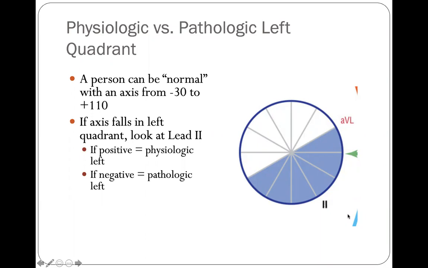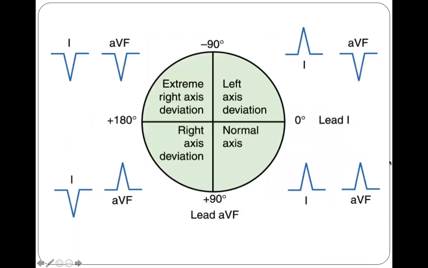All right, so a quick recap here. When we look at our quadrants, we can break it into the 4 quadrants just by looking at leads 1 and AVF. If both of them are positive, we have a normal axis. If both of them are negative, we have an extreme right axis deviation. If lead 1 is negative and AVF is positive, we have a right axis deviation. For those 3, that's all we need to know.